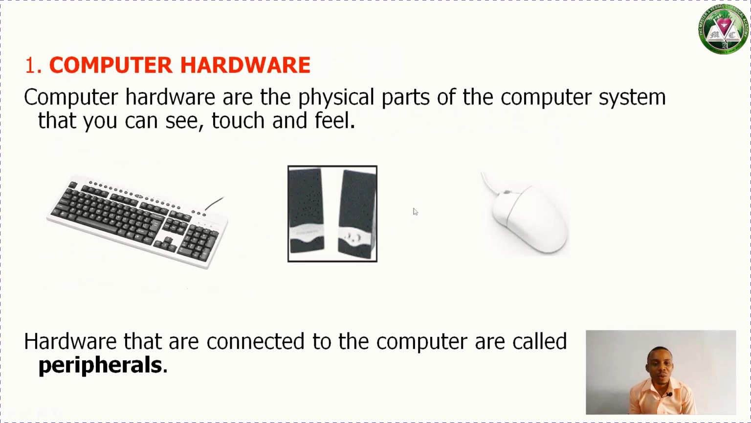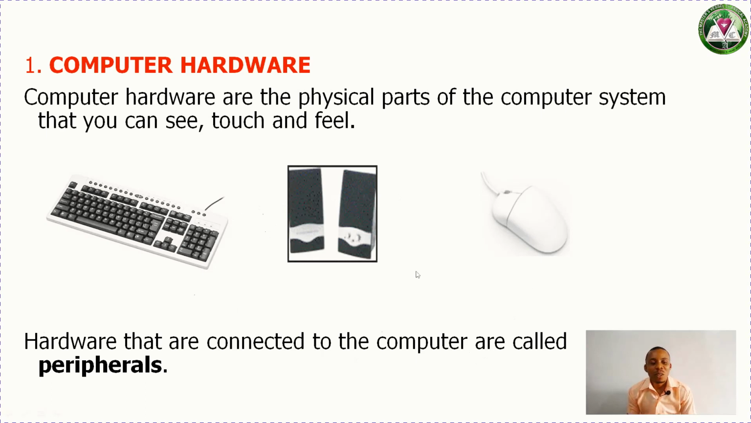Computer hardware. What is computer hardware? We say that computer hardware are the physical parts of the computer system that we can see, touch, and feel. You can see examples of computer hardware here. Here we have the keyboard, the speaker, and the mouse. We also have some other things that are not here, things like the projector, the scanner, the monitor, and the rest.